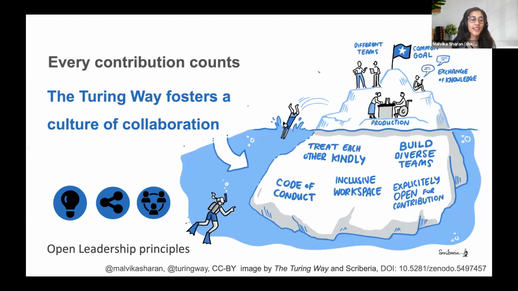So in the Turing Way, every little contribution counts. We foster a culture of collaboration by ensuring that collaboration is not defined just by the common goals, products, or the team, but we also take time to make sure that people are given the inclusive workspace that they need to perform their best, that they treat each other kindly, abide by the code of conduct, know what roles they can take, and contribute to building diverse teams by explicitly opening ideas for contributions. In all our work, we apply open leadership principles to ensure that our resources are built to improve understanding, sharing, and participation in data science.